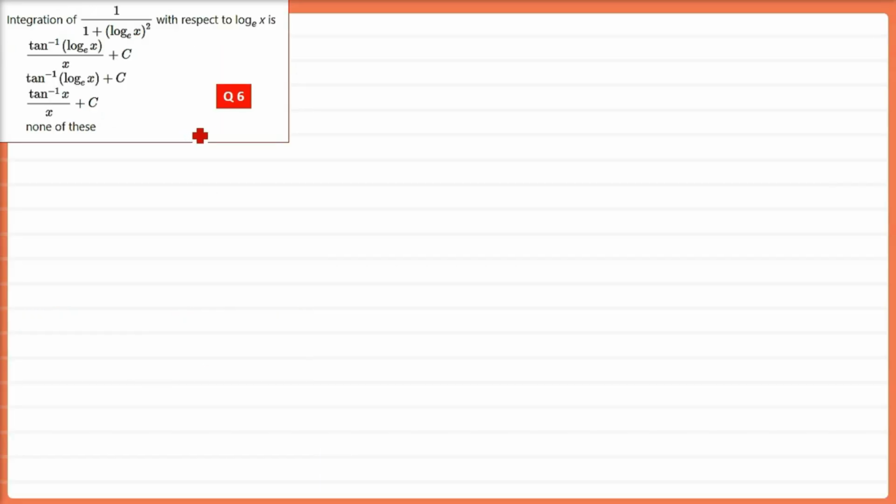Okay. Now this is a very tricky question. It's very easy but very tricky. You have to integrate this content with respect to log x. Now I am assuming log base e x as log x only. Alright. If I replace log x by x, the denominator of this question, 1 plus log x squared, will be 1 by 1 plus x square. So 1 by 1 plus x square has to be integrated with respect to x. So it is just the integration of 1 by 1 plus x square dx.